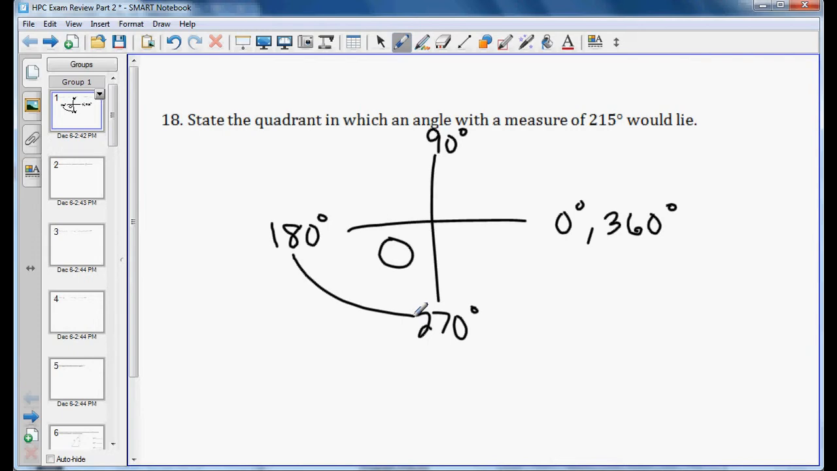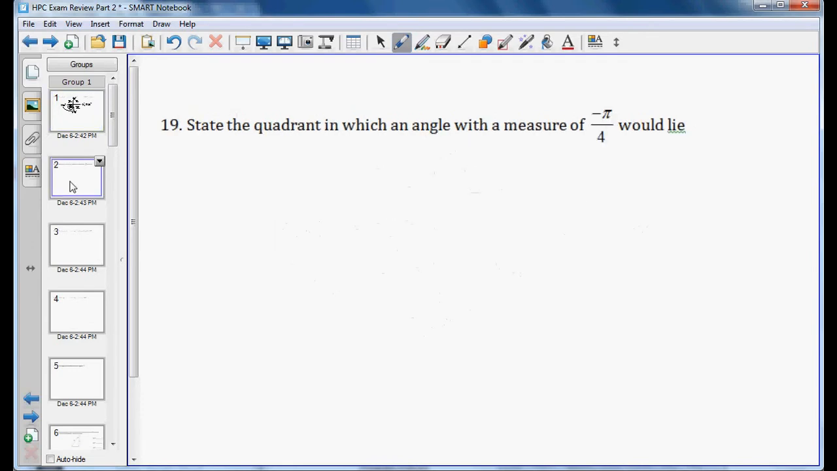And that is quadrant 3. Remember, it's quadrant 1, 2, 3, and 4. So since 215 is between 180 degrees and 270 degrees, that means it is in quadrant 3. Question 19 is very similar, but it is dealing with radians. And we're dealing with negatives.